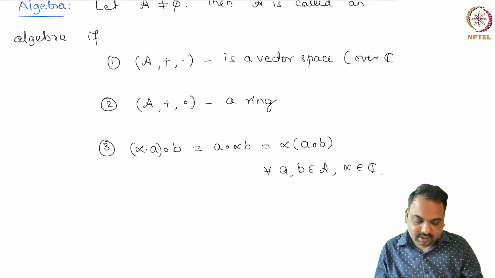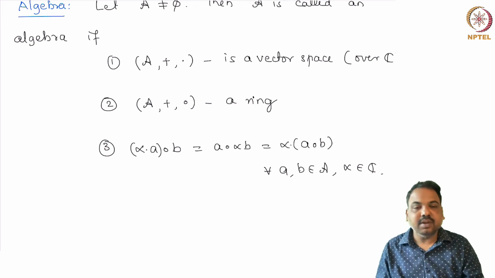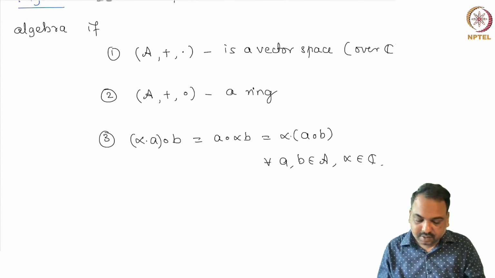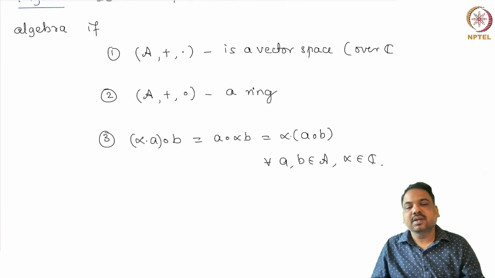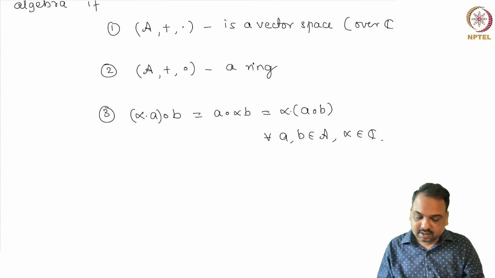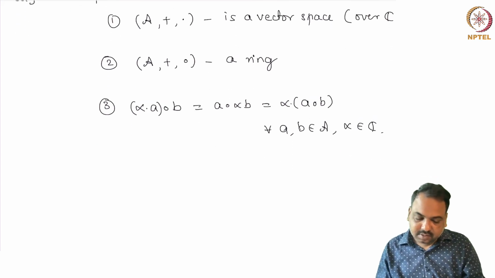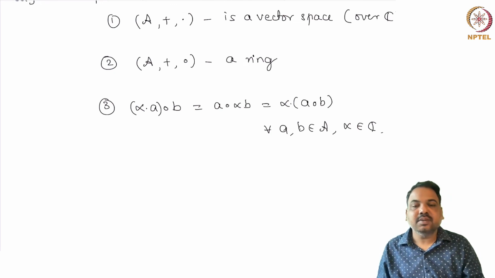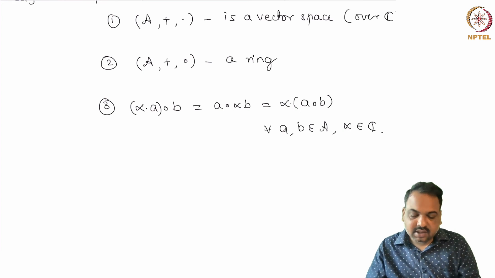So the third condition connects the earlier two operations, scalar multiplication and multiplication of elements of A. If a set has three operations and satisfies all these three properties, such a set we call an algebra. If the field is complex, we call the algebra complex. If the field is real, we call the algebra real. But in our case, we are going to look at complex algebras only. Now we have a ring structure here apart from the vector space structure. If the ring is commutative, we say the algebra is commutative.